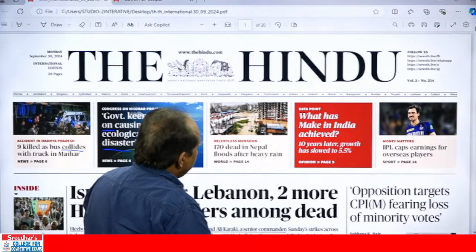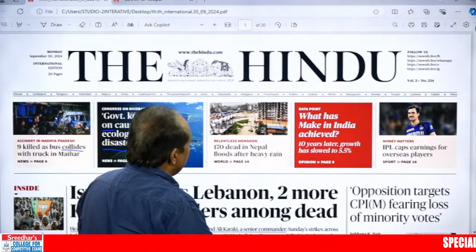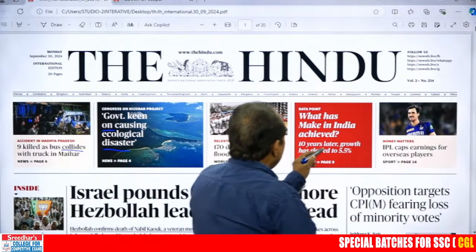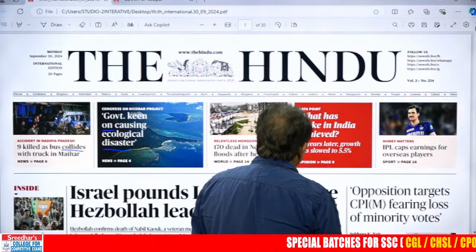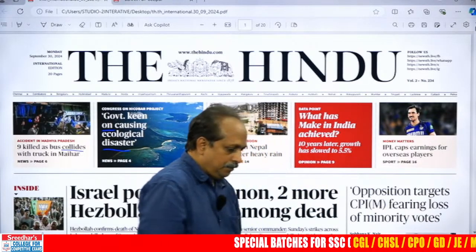What has Make in India achieved? What has it achieved? It is in present perfect interrogative form. 10 years later, growth has slowed to 5.5%.